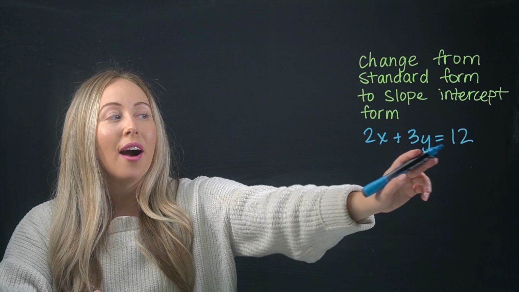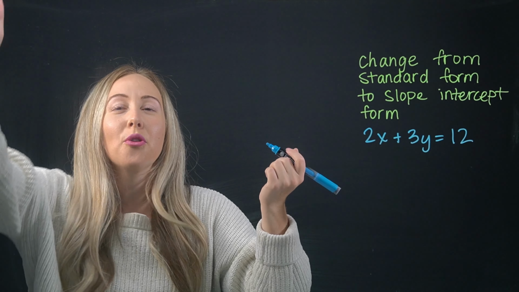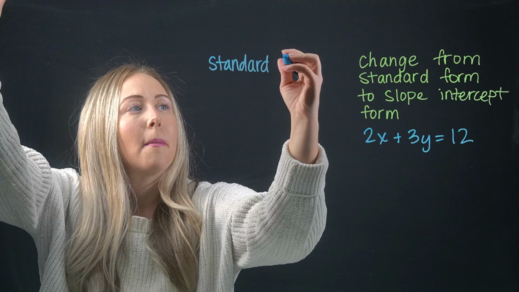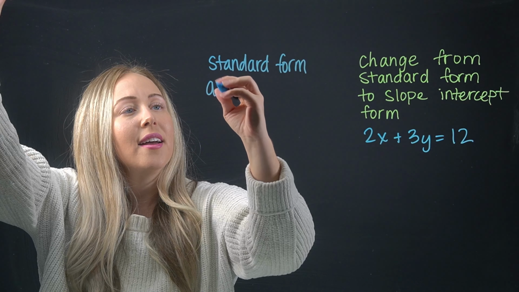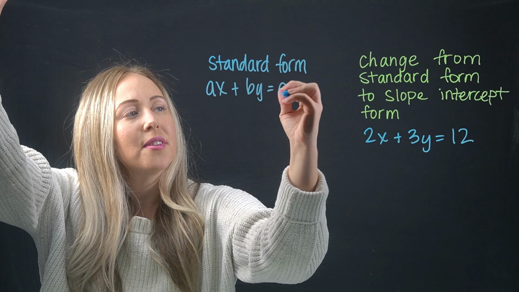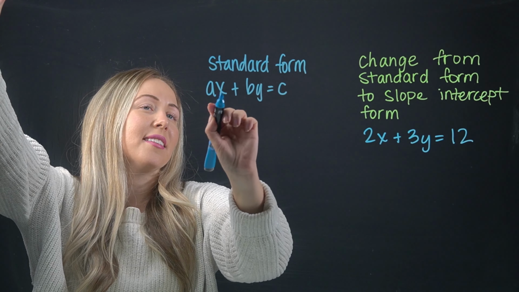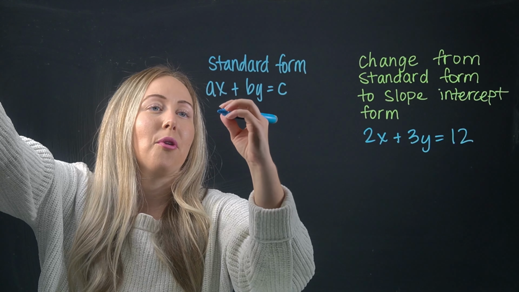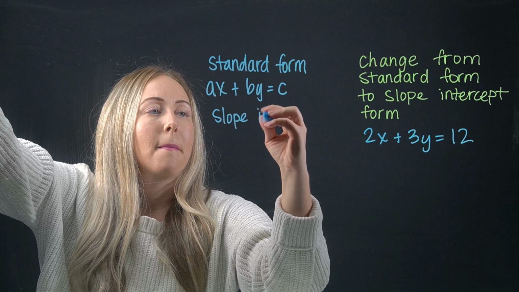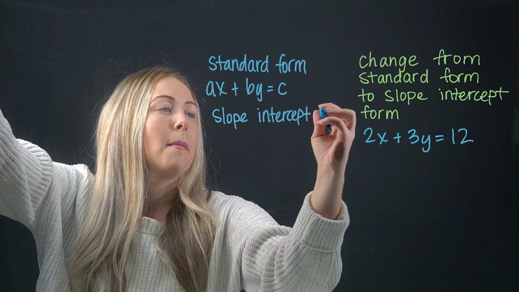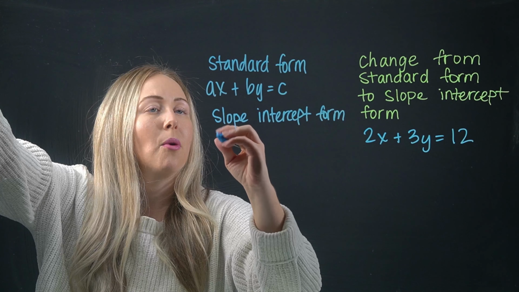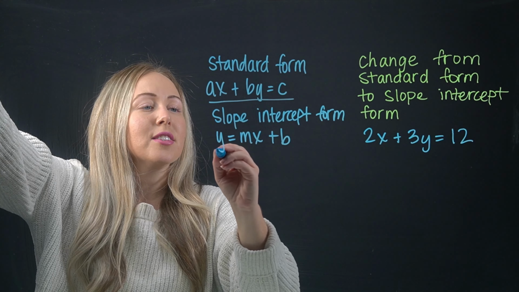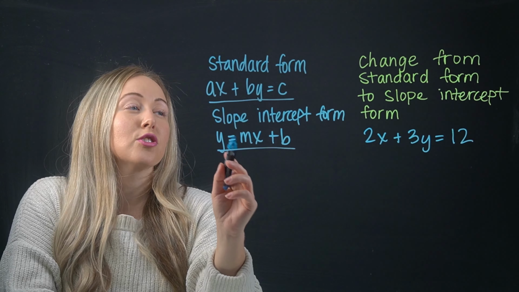We have ax plus by equals c. This is standard form. So let's start with a review of the different forms. So we have standard form: ax plus by equals c, and a, b, and c can be any number, so we just have a something x plus something y equals c. And then we're going to have slope-intercept form, and that's going to be y equals mx plus b. So you can see we've got a little ways to go between our standard form and our slope-intercept form.